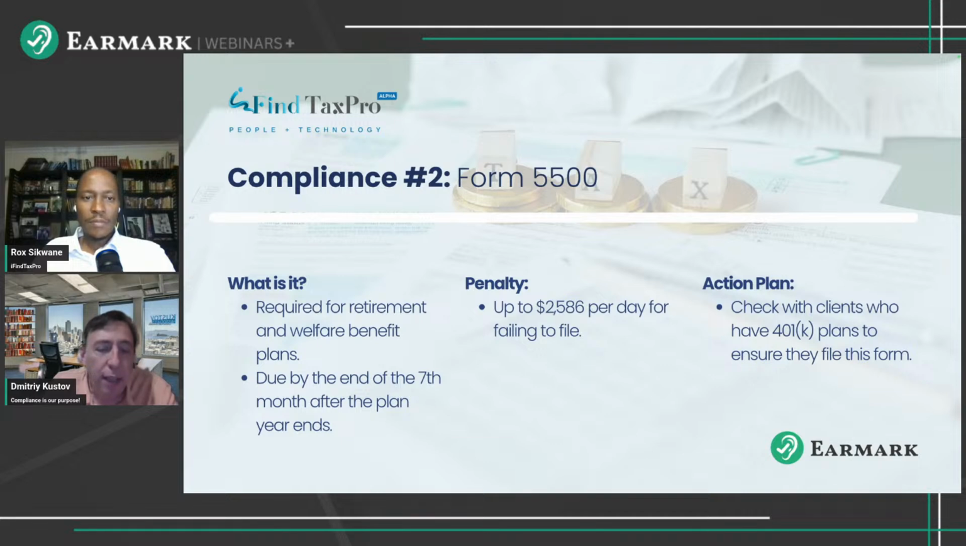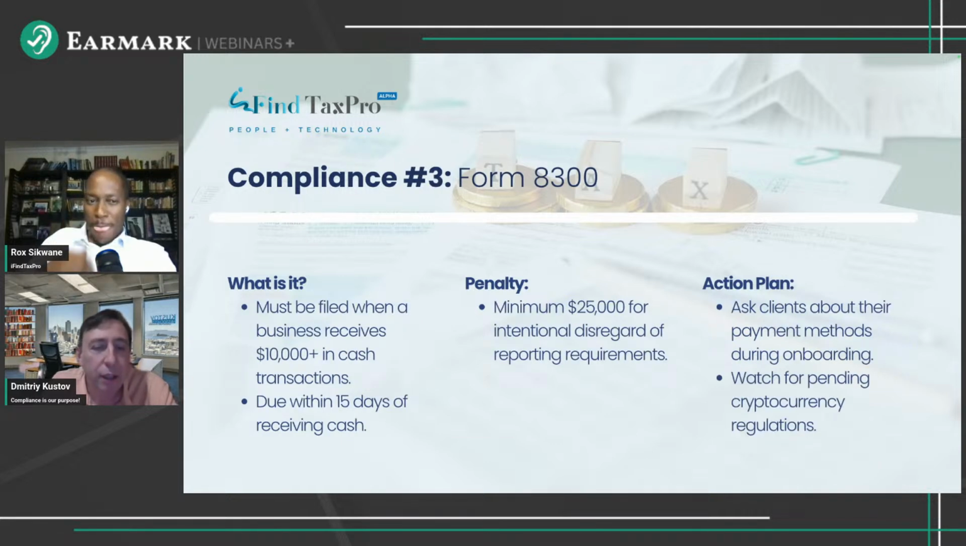Okay. Now, next one, Form 8300. I'm sure also everyone knows about it. It's due after a business receives $10,000 or more from a single transaction or series of transactions during the course of its business. And the form is due 15 days after the cash is received.